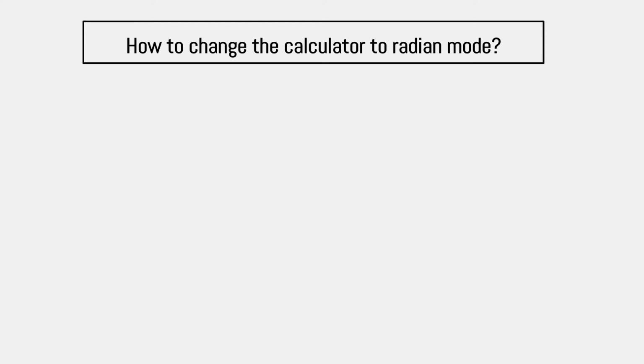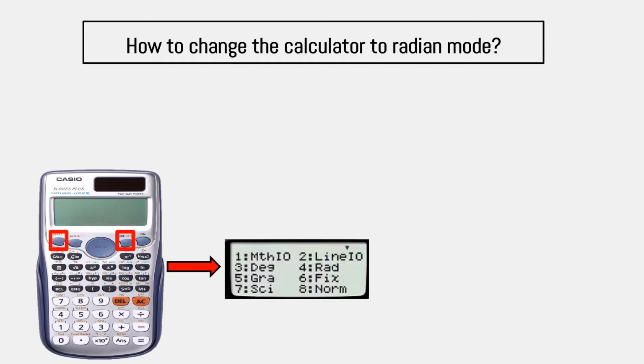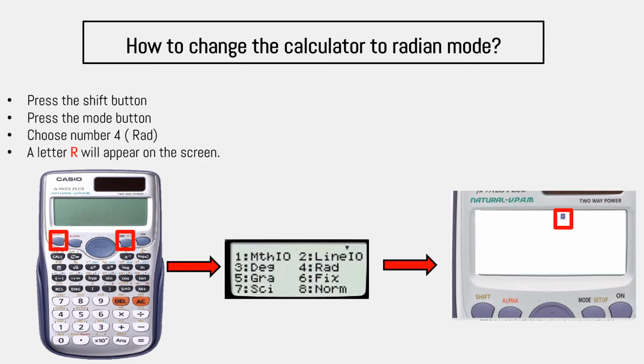To change your calculator to radian mode, you have to follow the following steps. Step number 1, you press Shift and Mode. You will have a list of several modes. You choose number 4, so you press number 4 on your calculator. Then the calculator will change into radian mode and it will appear as a letter R on the screen of your calculator. Once this step is done, you can now find the cosine or the sine of any radian measure.